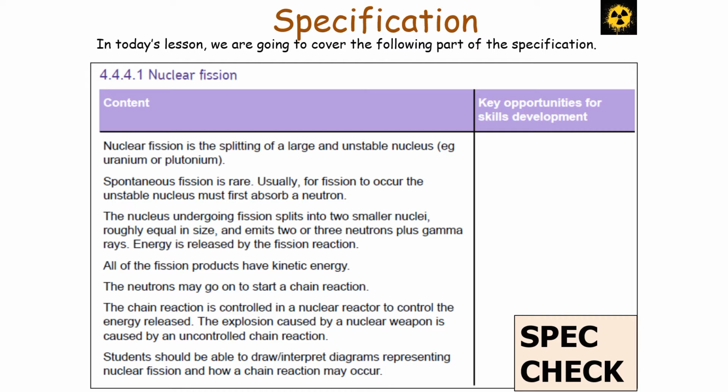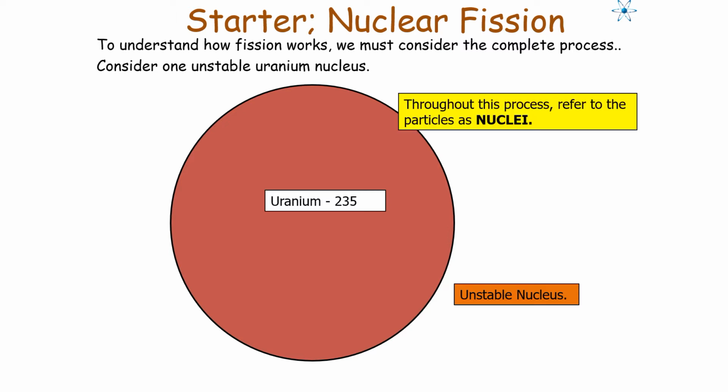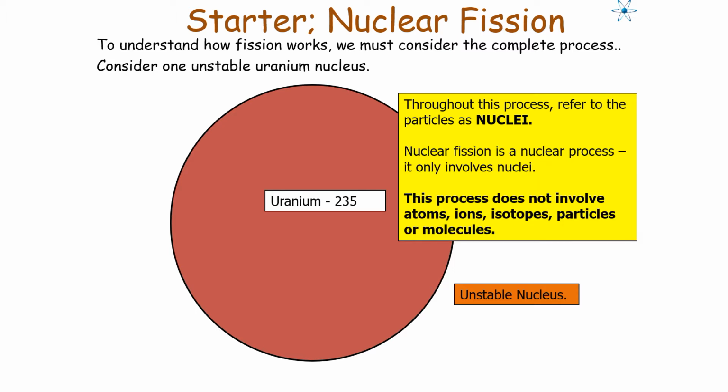4.4.4.1 nuclear fission, which is a separate science only piece of content. Now, to understand how fission works, we've got to understand the complete process. So let's consider one unstable uranium nucleus. Throughout this process, please refer to the particles as nuclei, because nuclear fission is a nuclear process. It only involves nuclei. This process does not involve atoms or ions or isotopes or particles or molecules. It's only nuclei it affects.